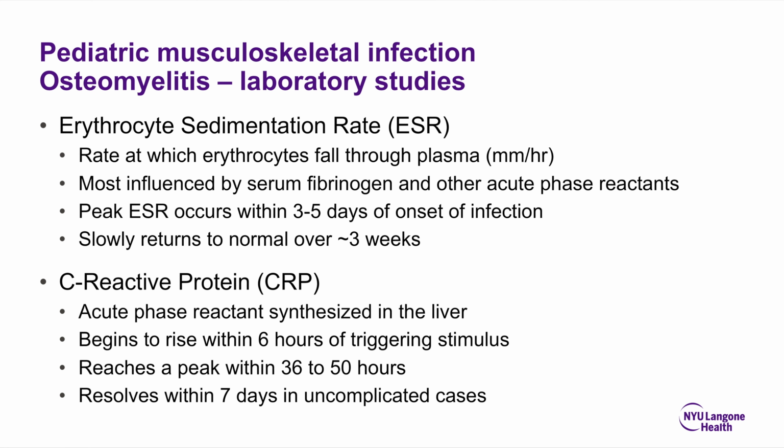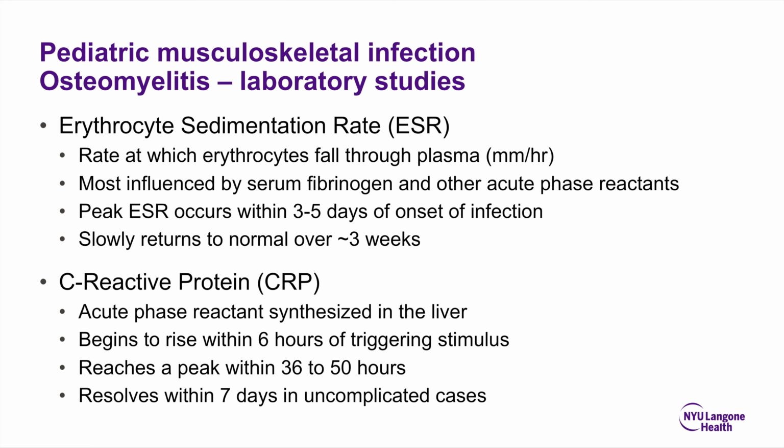In terms of lab studies, so the ESR, this is the rate at which erythrocytes fall through plasma. It's most influenced by serum fibrinogen and other acute phase reactants. The peak ESR occurs within 3 to 5 days of the onset of infection and then slowly returns to normal over a period of maybe 3 weeks.